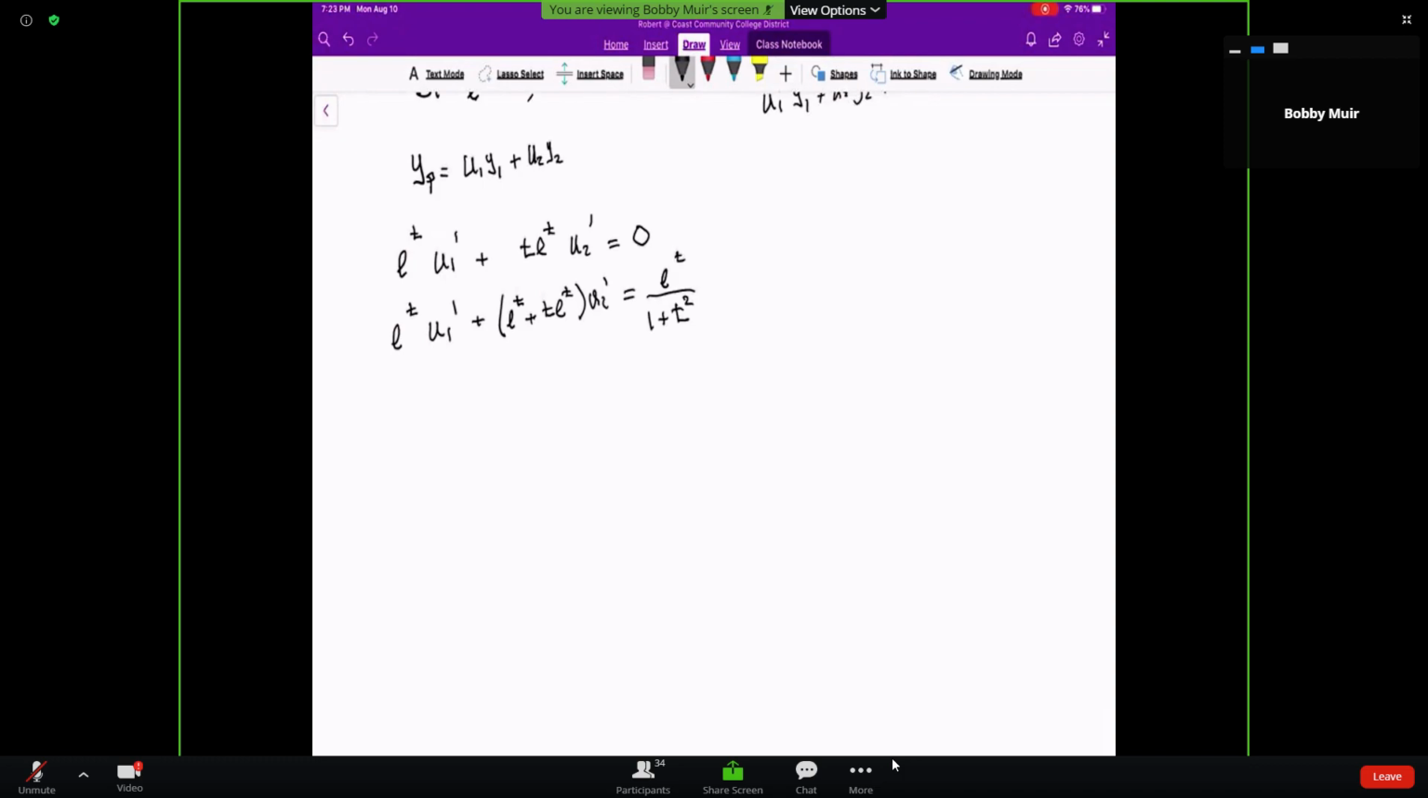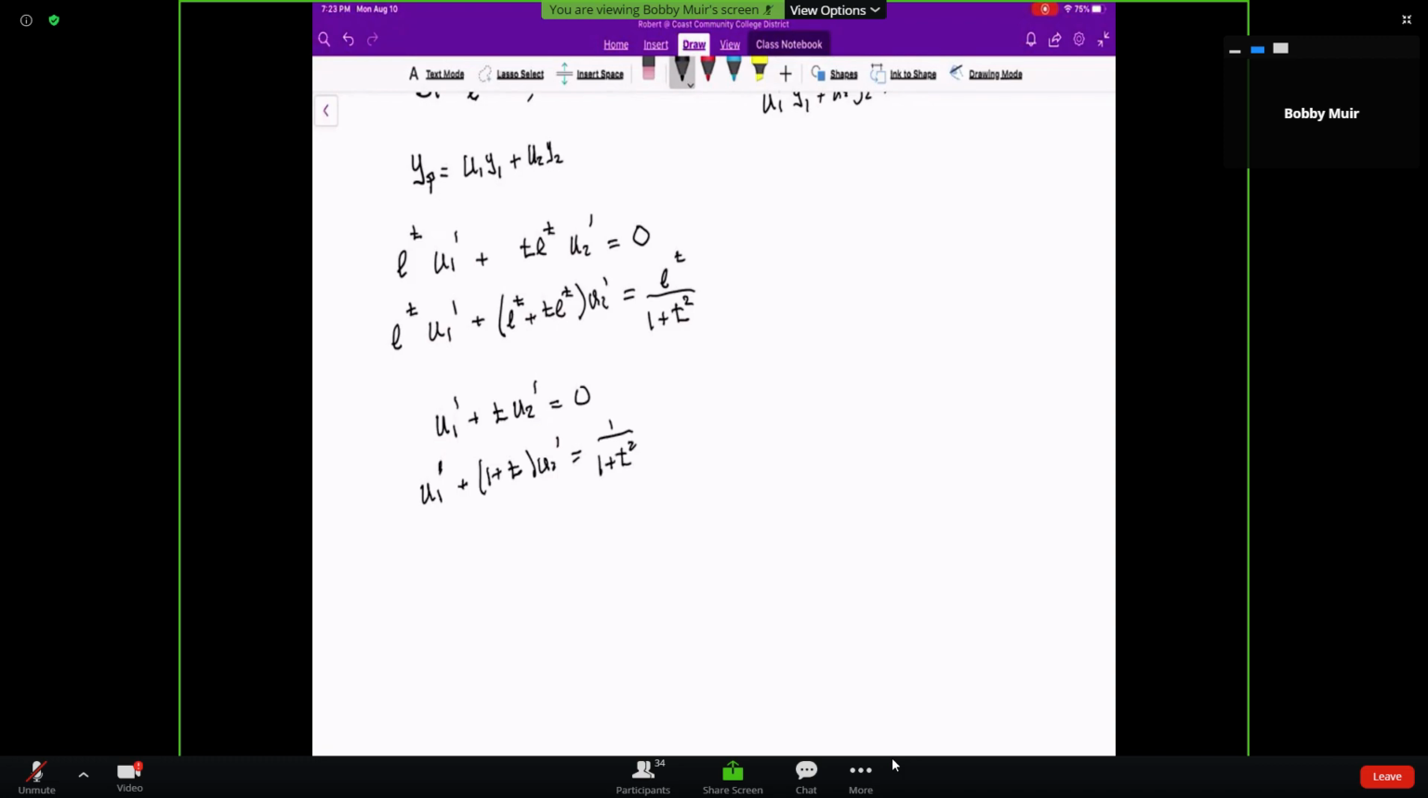Okay. If I divide everything by e to the t, I'm going to get u1 prime plus t u2 prime equals 0. Then u1 prime plus 1 plus t u2 prime equals 1 over 1 plus t squared.